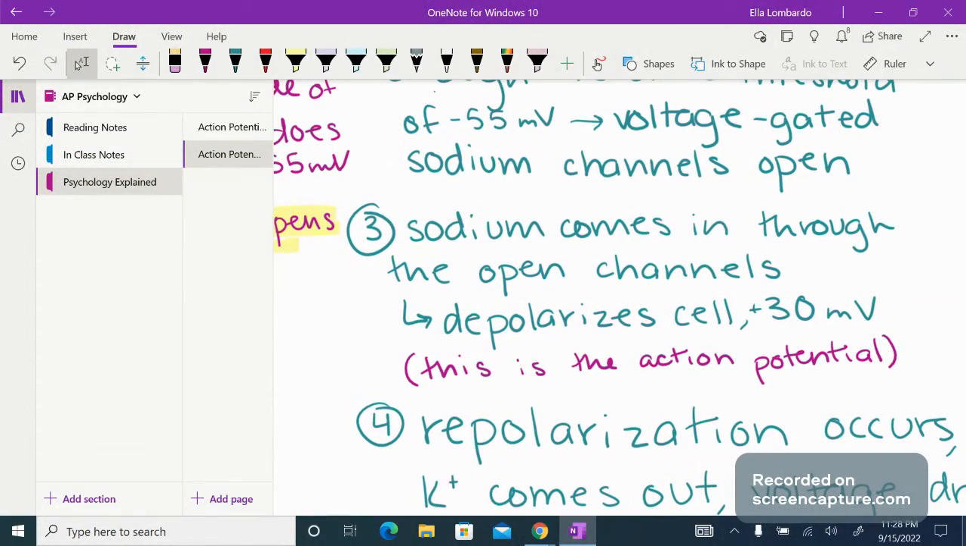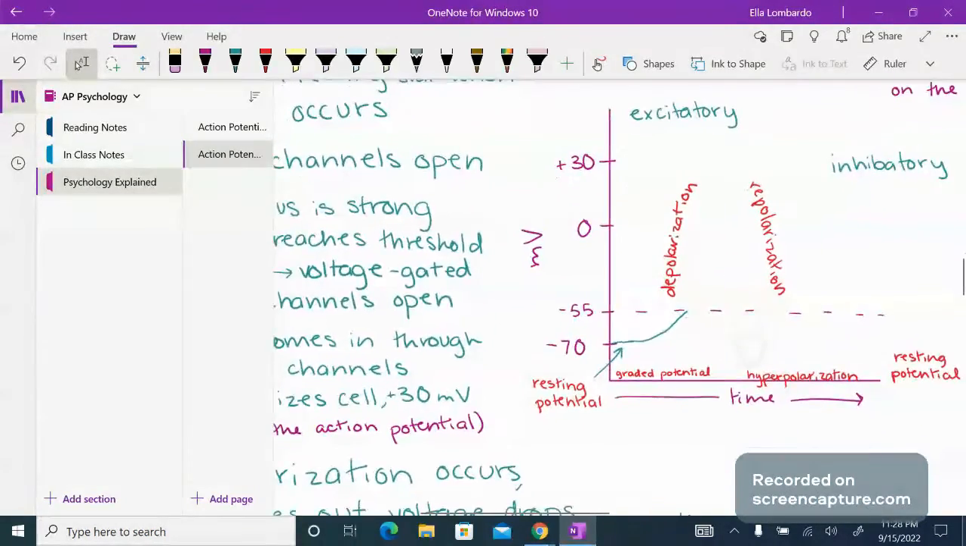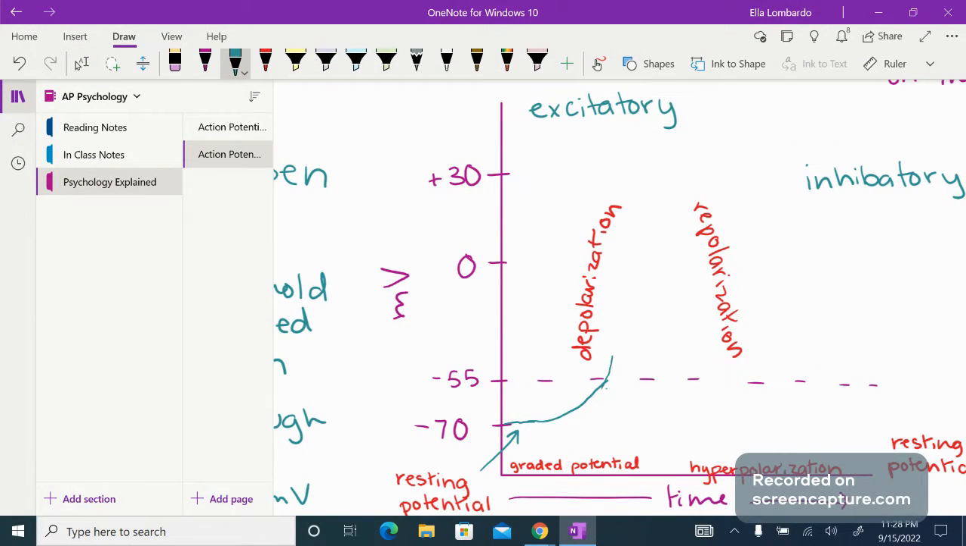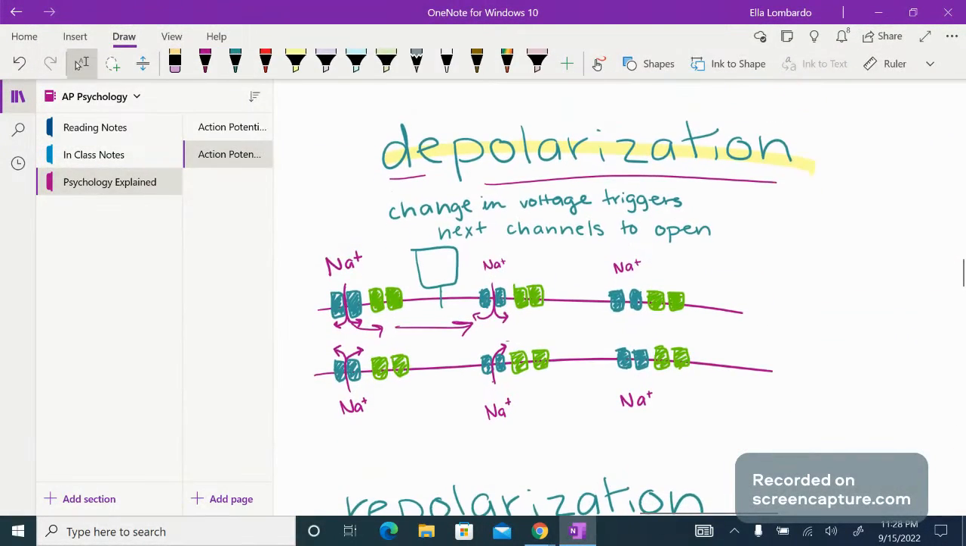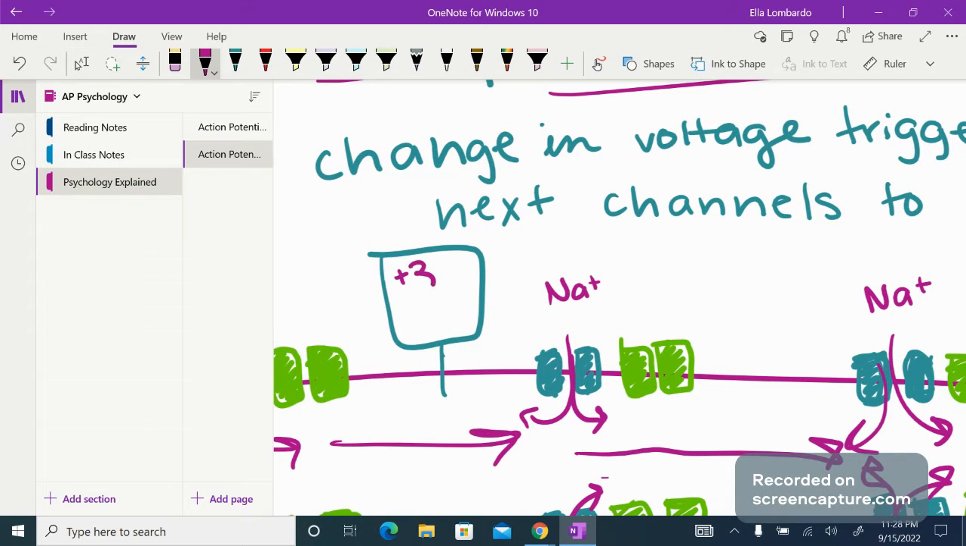Once that happens, the sodium comes in through the open channels, and this depolarizes the cell, and it hits positive 30 millivolts. This is the action potential. So if we go over here, it's going, whoa, all of these sodiums are rushing in, and if we look at it through here, we can see how this works. So basically, the change in voltage triggers the next channels to open. So now these will trigger these, and they'll go in. And if we were to read this on our voltmeter, we would read positive 30 millivolts.